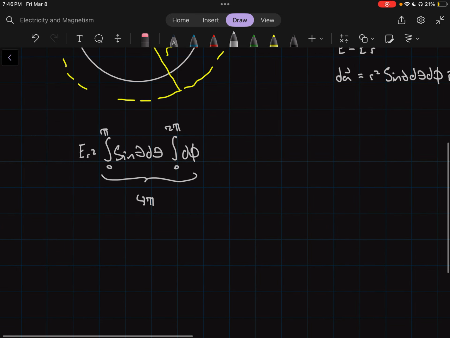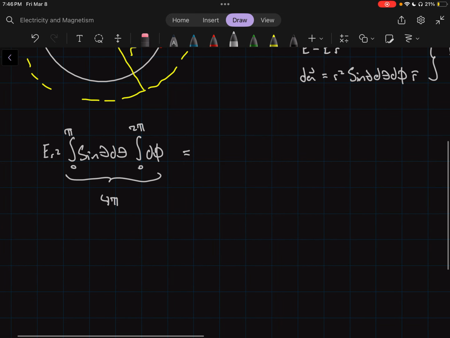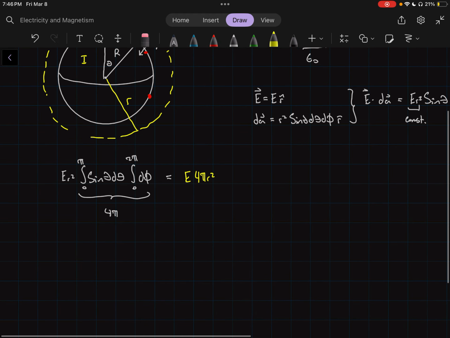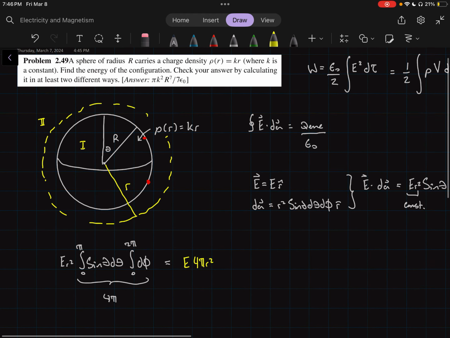So we can then say that the left-hand side of our Gauss's law gives us E r squared, or actually, here, it'd be better to write it like this: magnitude of the electric field times 4 pi r squared, which makes sense because 4 pi r squared is the surface area of a sphere.